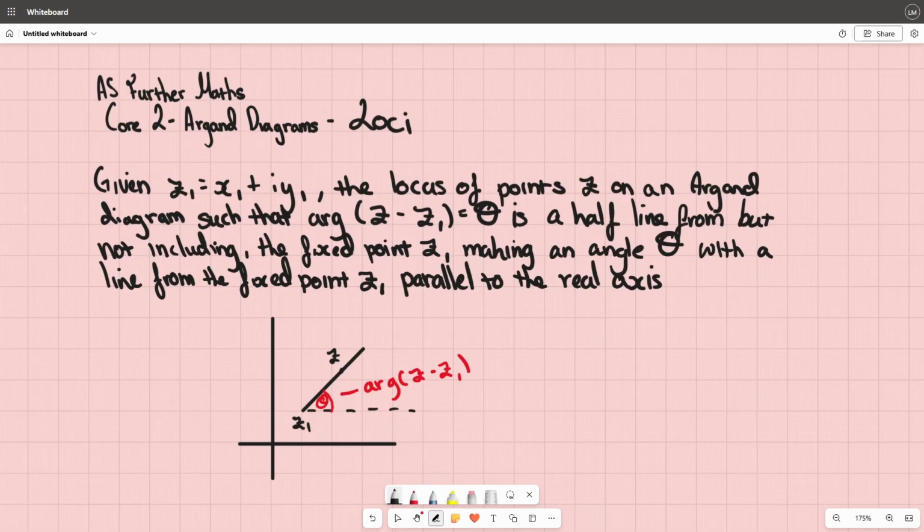So this is another little bit on loci. Given that z1 is equal to x1 plus iy1, the locus of points z on an Argand diagram such that the argument of z minus z1 is equal to theta is a half line from, but not including, the fixed point z1, making an angle theta with a line from the fixed point z parallel to the real axis.